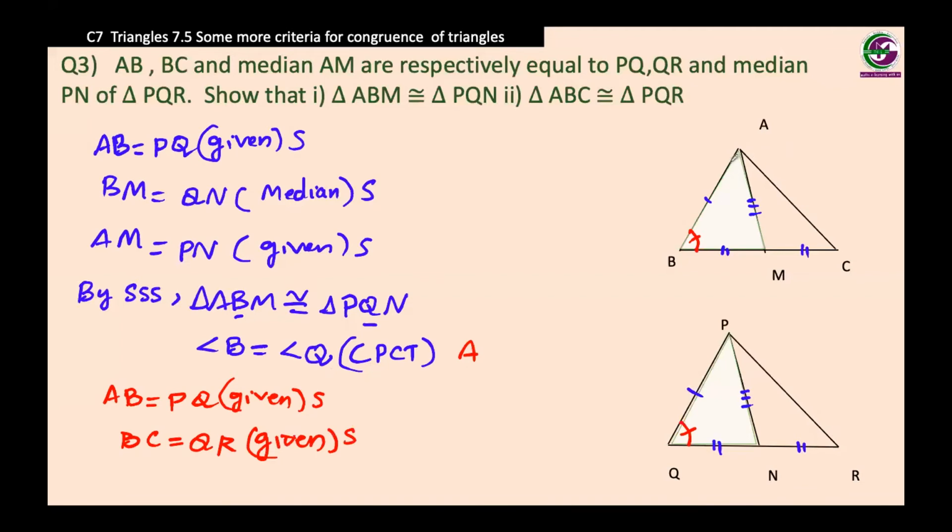Now look at the side. The side, one angle, and the third side of one triangle is equal to the side, angle, and the other side of the other. So by SAS, triangle ABC is congruent to triangle PQR. That was the second proof.